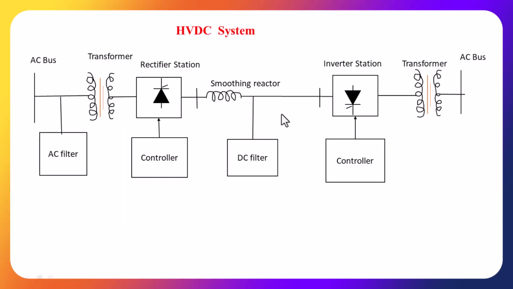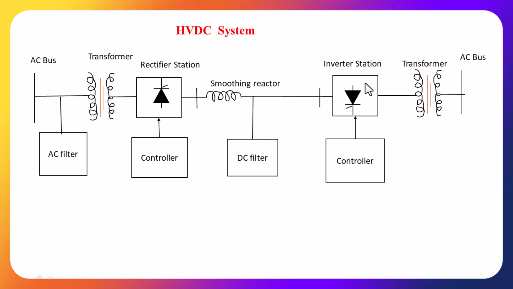This is the overall block diagram of HVDC system. This is the AC bus. This is the transformer. This is the rectifier station. By means of this rectifier station, we are converting the AC power into the DC power. This is the smoothing inductor. Here we are keeping the DC filter. The power will be transmitted through the DC transmission line.